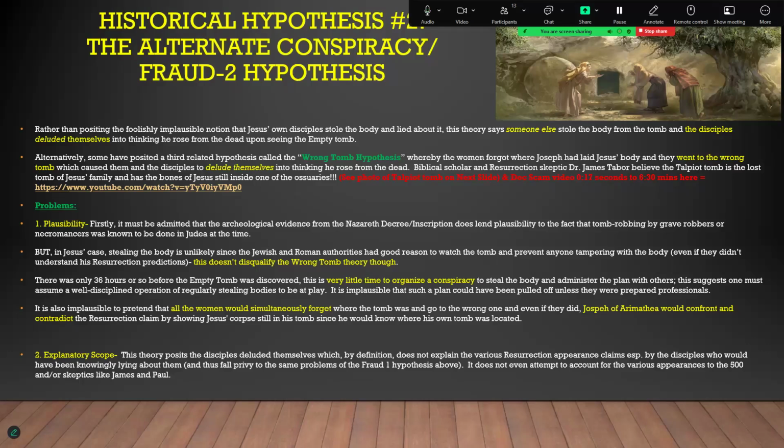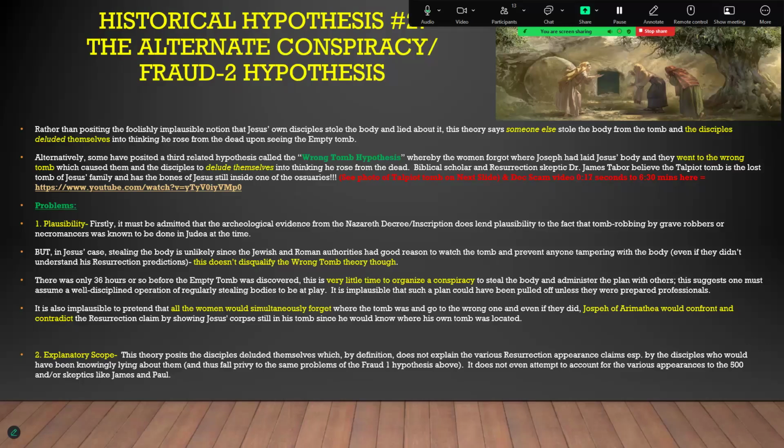In terms of the women going to the wrong tomb, I think that is equally implausible. Imagine all the women simultaneously forgetting where the tomb was. And what about Joseph of Arimathea? He wouldn't have forgotten where his own tomb was. Once resurrection claims started going around, wouldn't he have said, what are you talking about? I went to the tomb and the body's still there. He didn't rise from the dead. So the wrong tomb theory is totally implausible on that front. And as we're going to see, there are major problems with the Talpiot tomb as evidence.